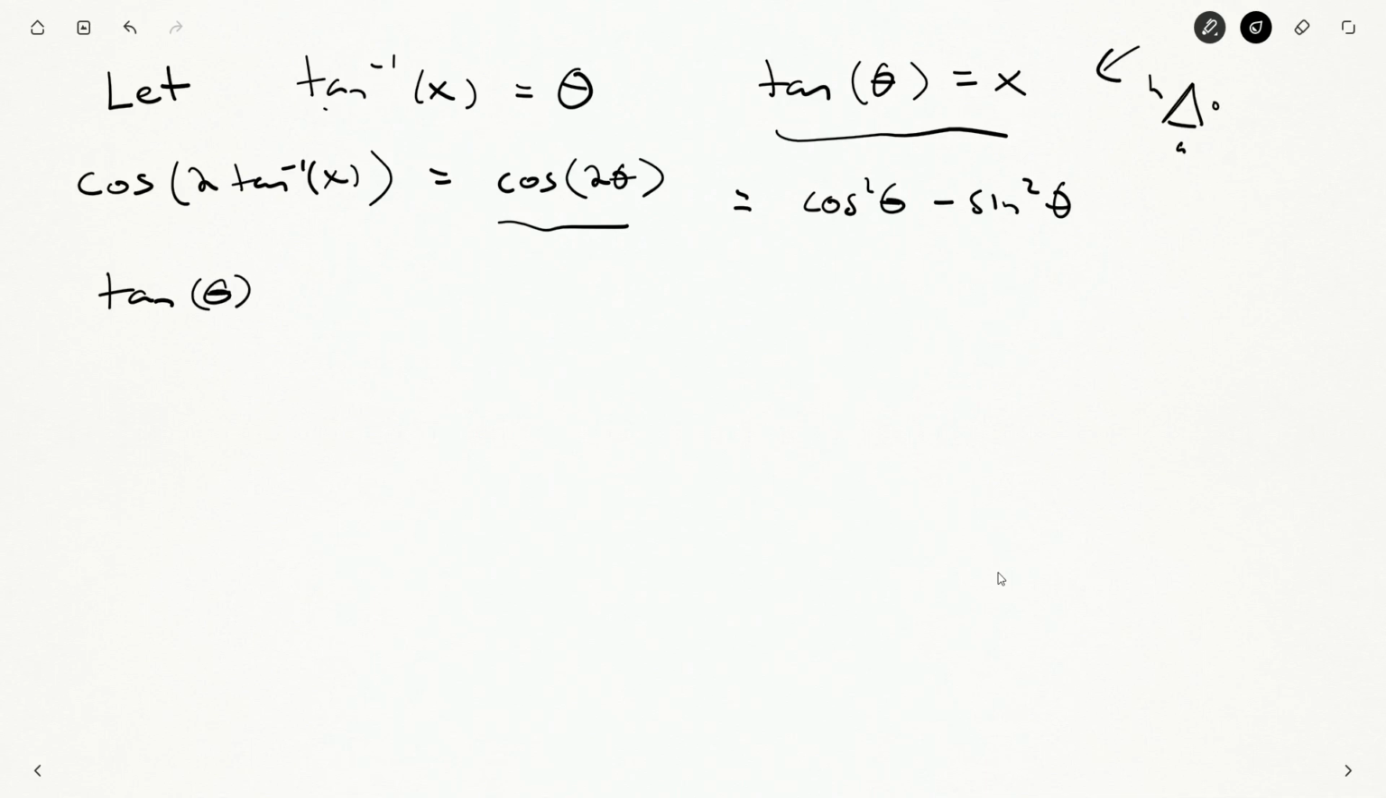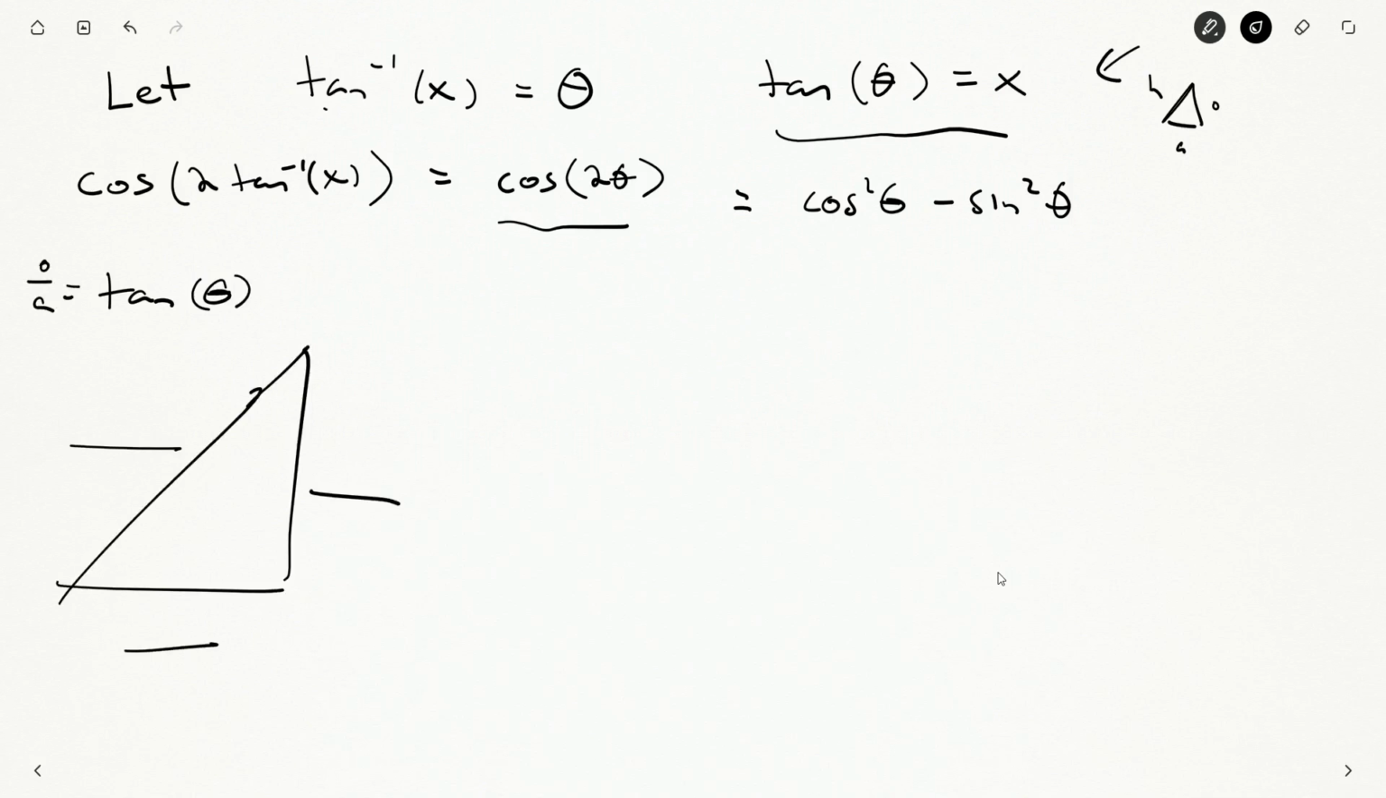Now, tan theta. What does SOHCAHTOA tell us about this? In a right angle triangle, it's opposite over adjacent. So here's my opposite, here's my adjacent, here's my hypotenuse for angle theta. Opposite over adjacent is tan of theta, which is x. Now this isn't a fraction, but I can turn it into a fraction, x over 1. So my opposite value I'm going to make x, and my adjacent value I'm going to make 1. So we've used our piece of information.